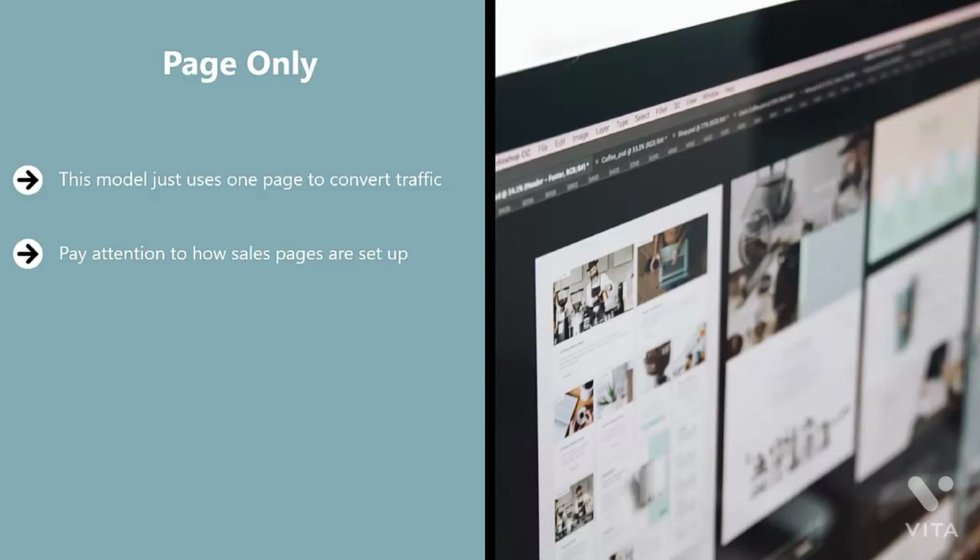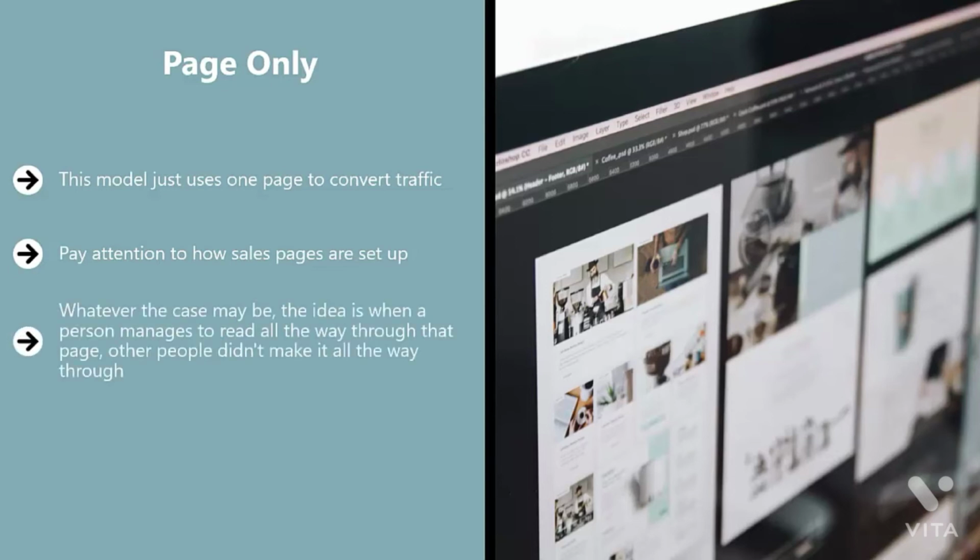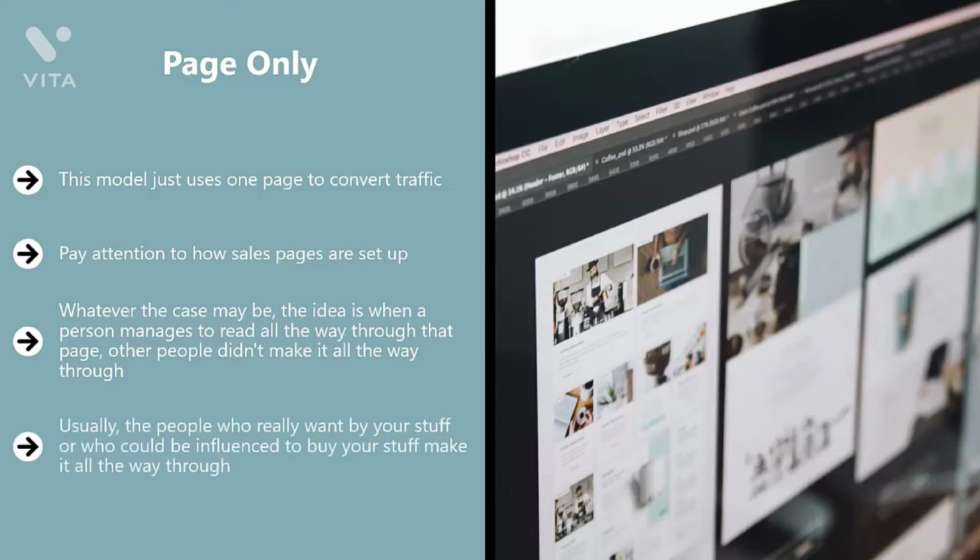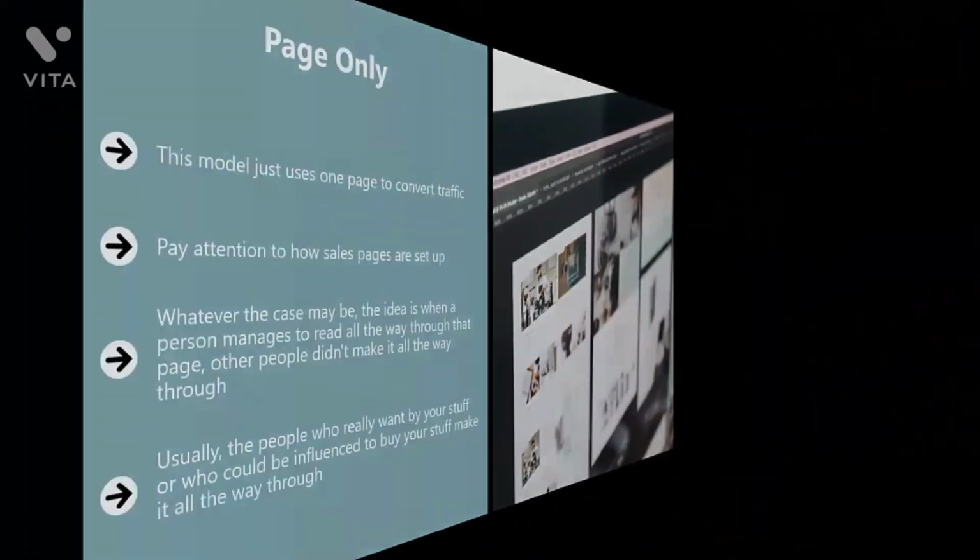They use fancy graphs. Whatever the case may be, the idea is that when a person manages to read all the way through that page, other people didn't make it all the way through. In other words, that page acted as a funnel. Basically, it filtered people who were not really all that serious. Usually, the people who really want to buy your stuff or who could be influenced to buy your stuff make it all the way through. That's how you should set up your conversion page.